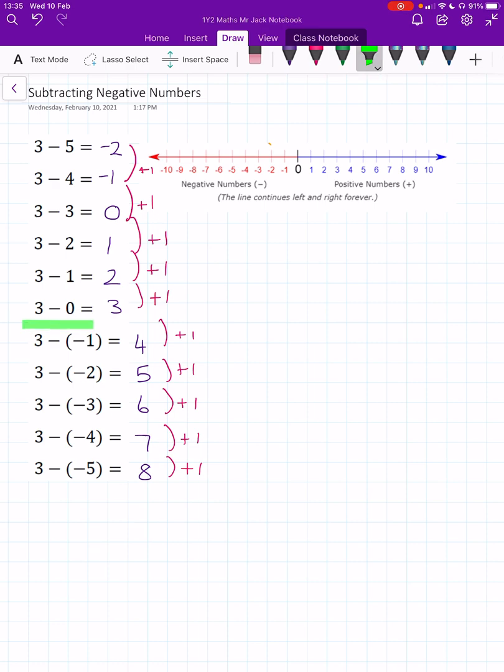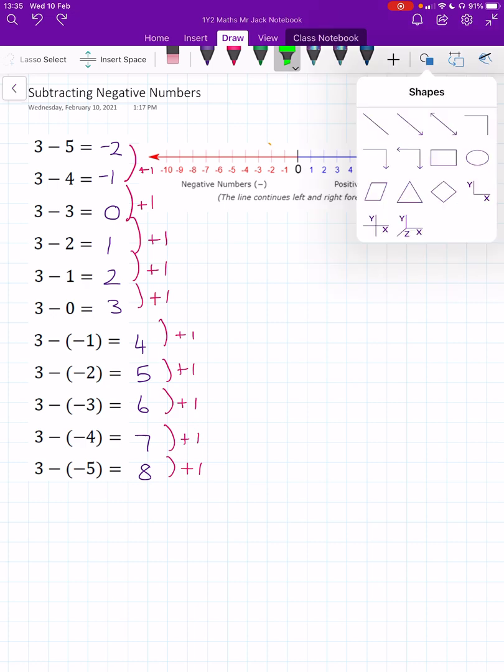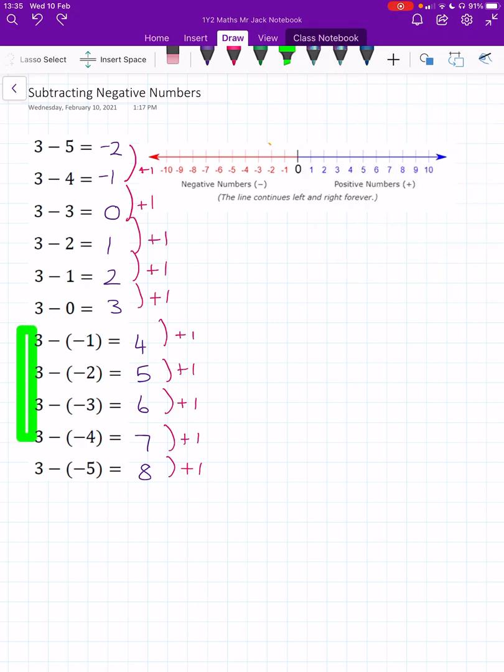Remember last time what we did is we focused in on these questions. In fact, that's not very tidy. Let's see if we can put a proper square around that. So let's focus on these questions here.